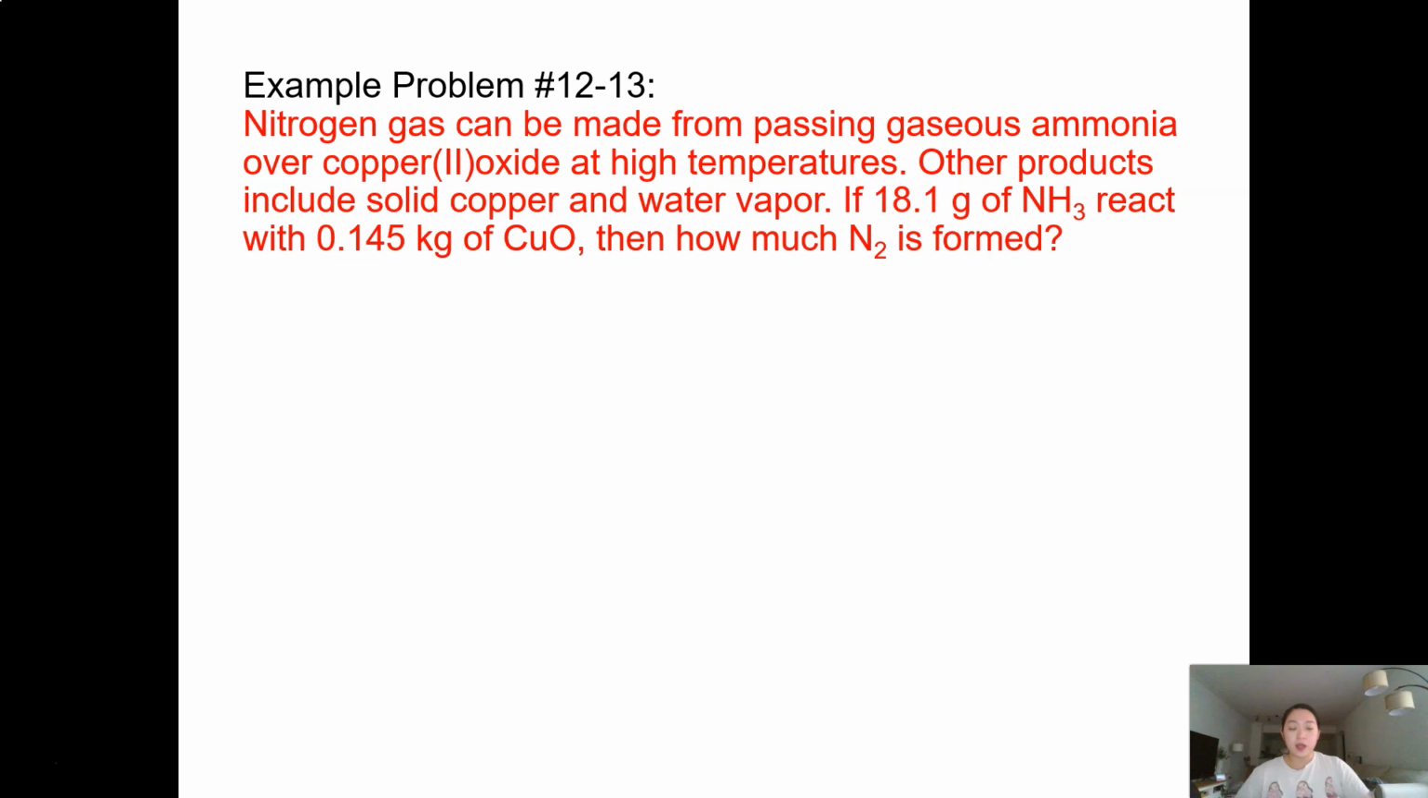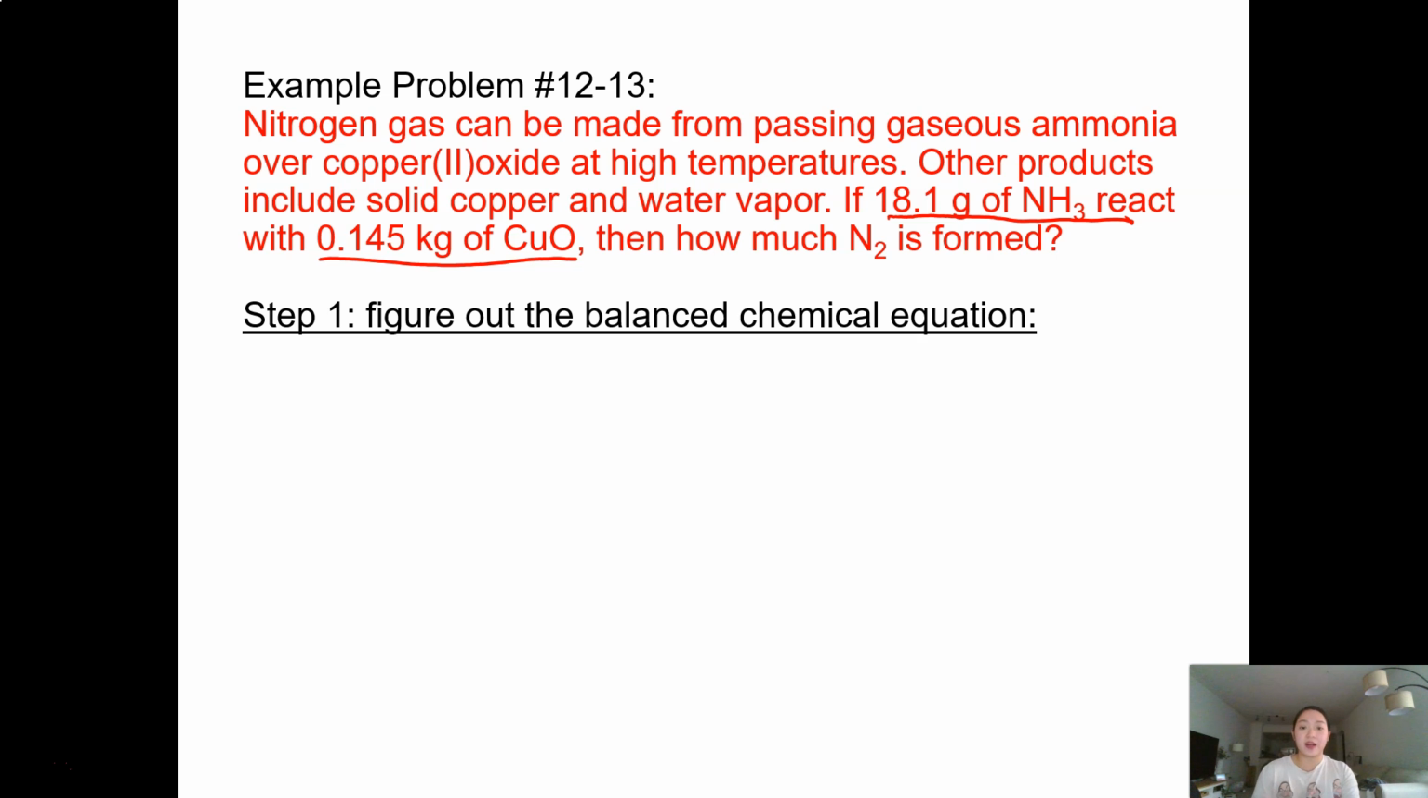is formed? Now, I know this is a limiting reactant question because I was given two pieces of information regarding the two reactants in this reaction. And that is a clue of how you can identify it's a limiting reactant problem versus just a simple stoichiometry problem. And what I mean by that is this is piece of information number one, 18.1 gram of ammonia, and piece of information number two, 0.145 kilogram of copper oxide, and these two chemicals are both reactants in this reaction. That's how you know it's a limiting reactant question.